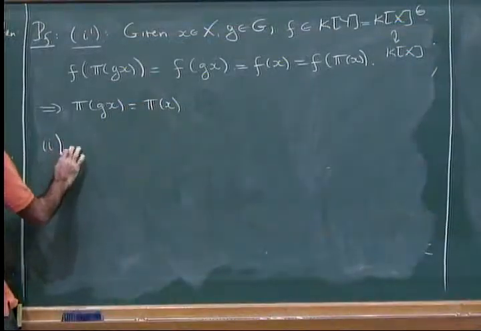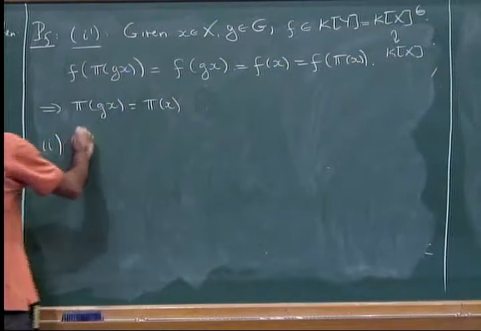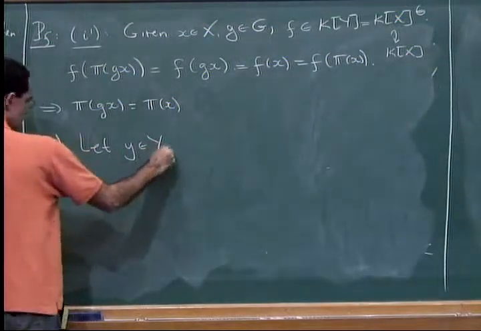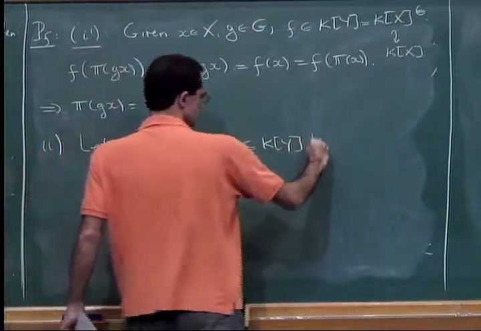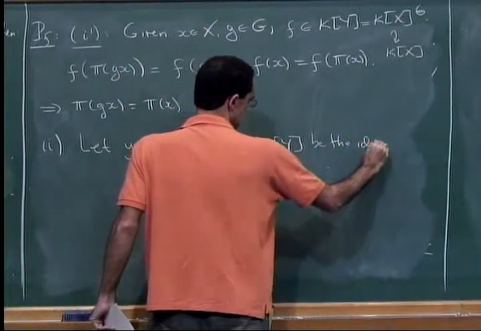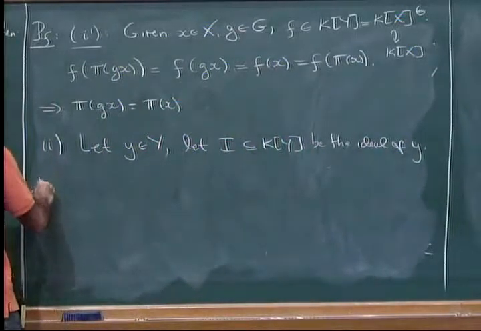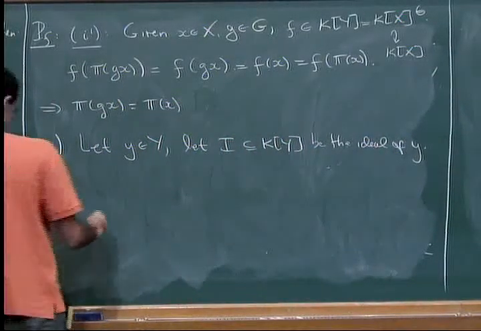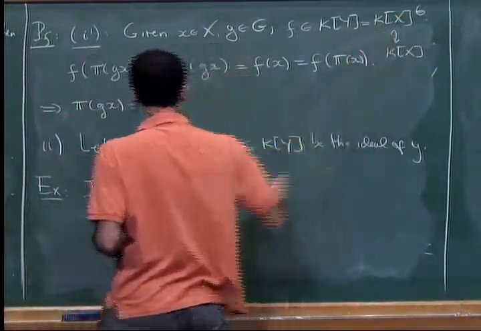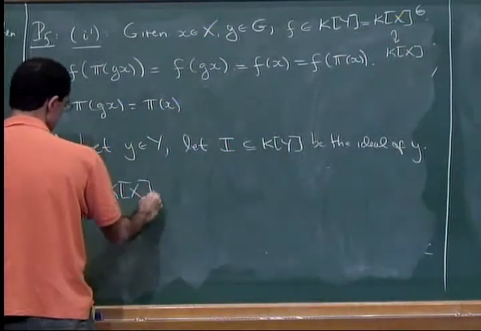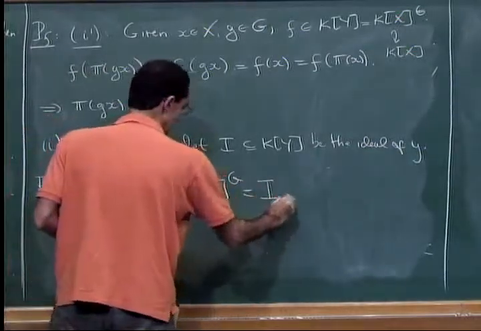Let's show 2. So we need to show that pi is surjective. So let's pick a point, and let I be the ideal of this point, so the maximum ideal corresponding to this point. And then an exercise, which is to show that, remember, K[Y] is the ring of invariants. So I have an ideal here. I can extend it to K[X] and come back to the ring of invariants, and then I get back I.